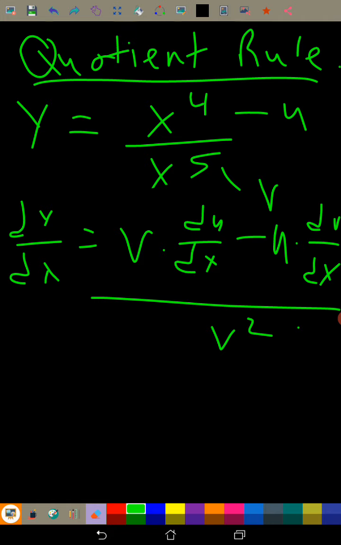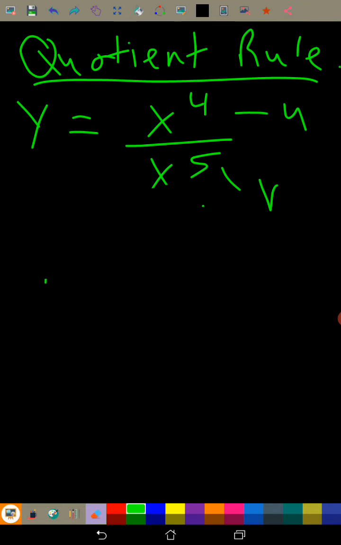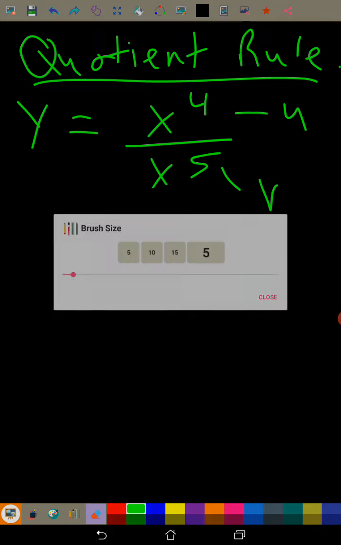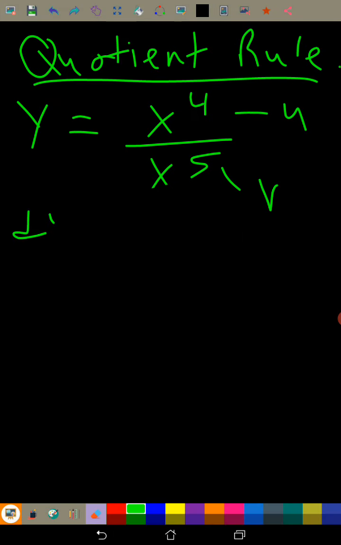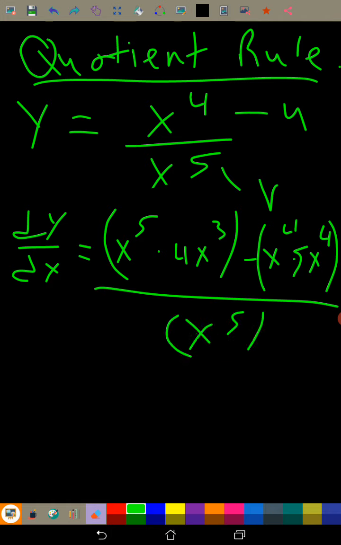So what is it going to be? I'm going to erase this because unfortunately my screen is not big enough. So I'm going to do the dy by dx. So we have x to the power 5 times the derivative, which is this, minus we have x to the power 4 times 5x to the power 4. And we have to divide by x to the power 4 cubed.